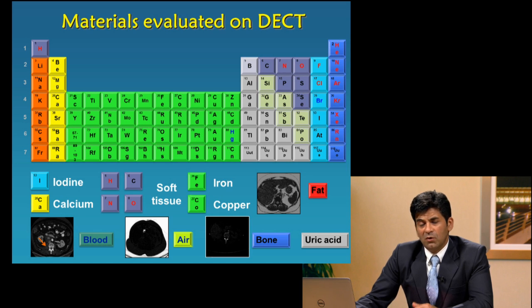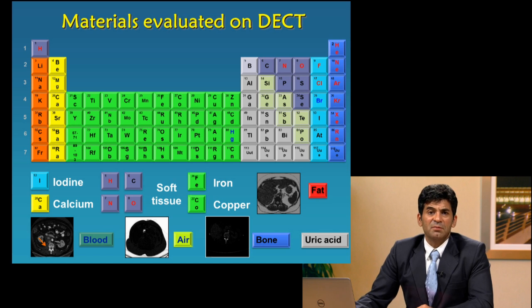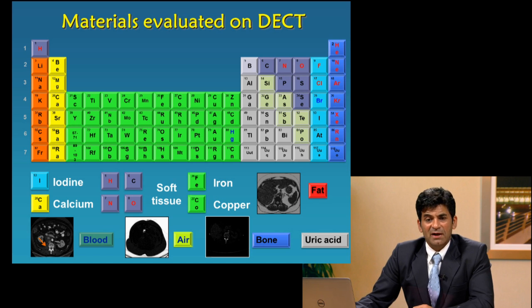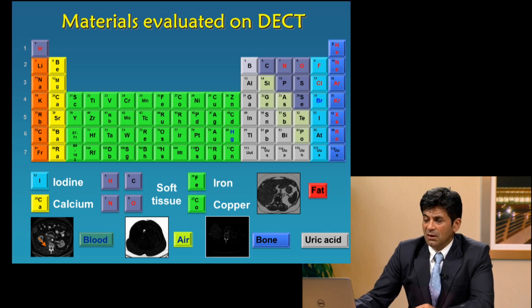Moreover, there are other materials in the periodic table. Some of these materials are actually present in the body in certain diseases, like iron in patients who have iron overload, either due to transfusions or a congenital problem of hemochromatosis. So these diagnoses can be possible in the future.